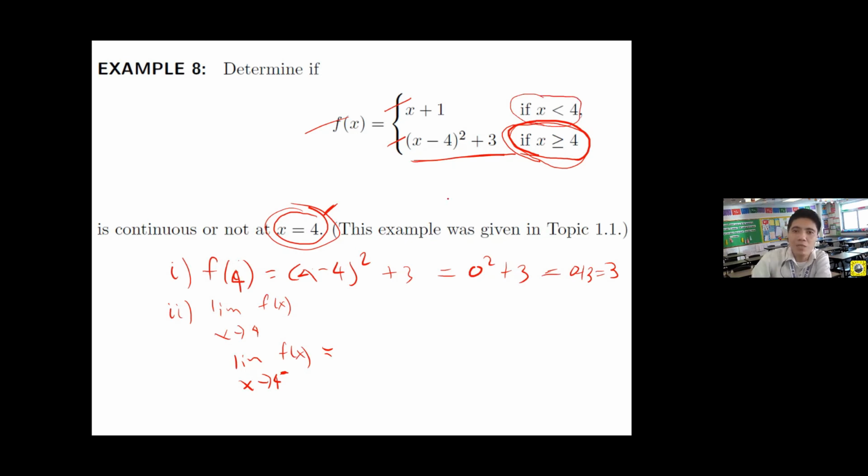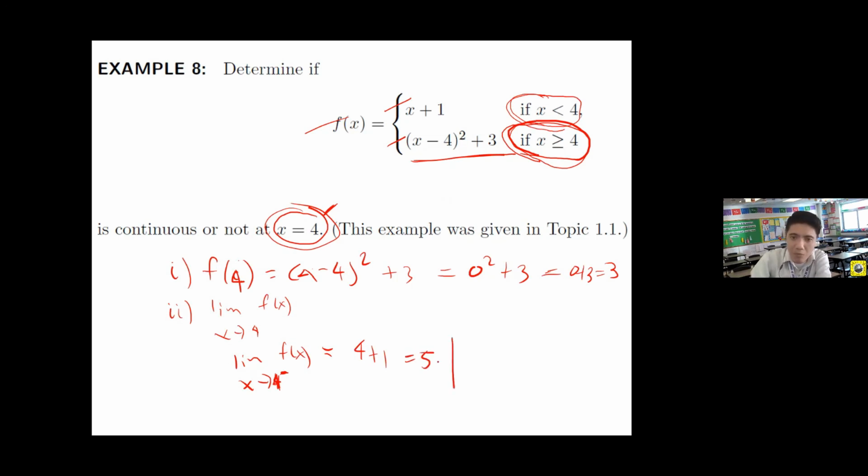Nganong sa taas man, sir? Kay 4 from the left man ta. When you say 4 from the left, nasa left ni 4. Ang mga numbers nga nasa left ni 4 is less than 4. So diha ta mag-substitute. Kay x plus 1. So mao na kailangan 4 plus 1 ta diri. And ang limit from the left niya is 5.